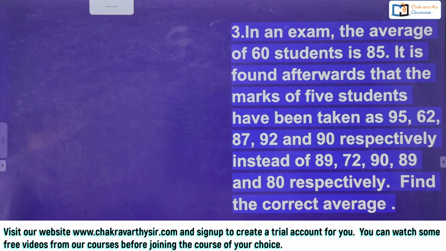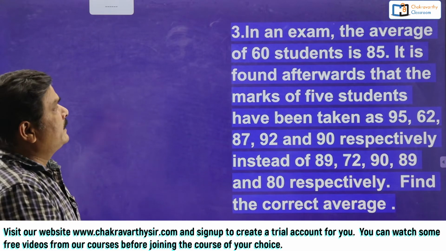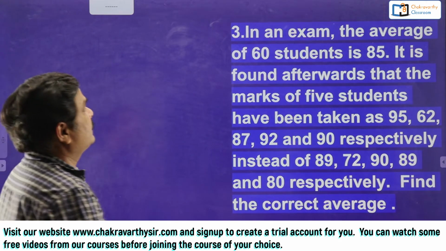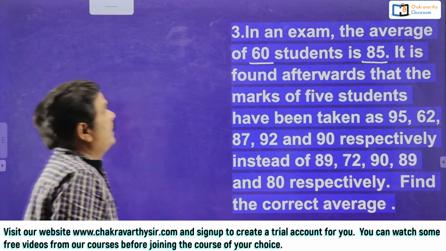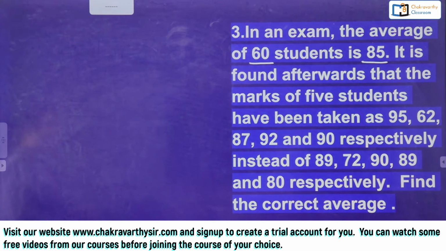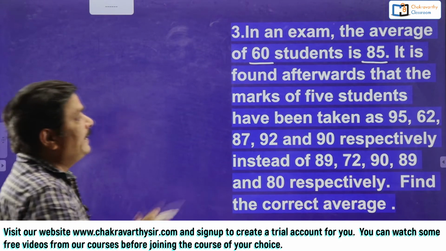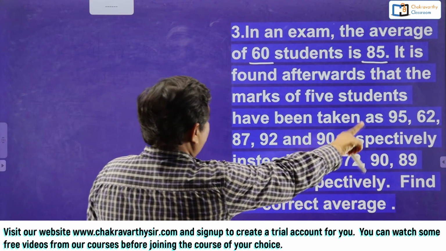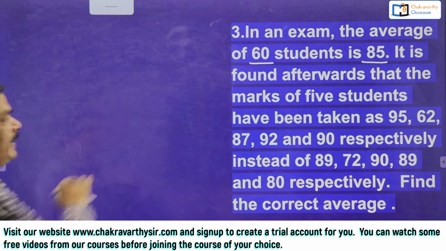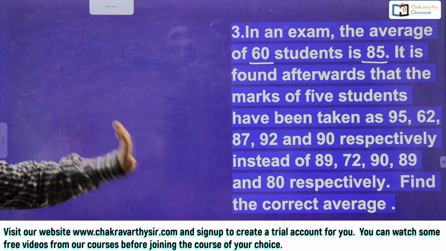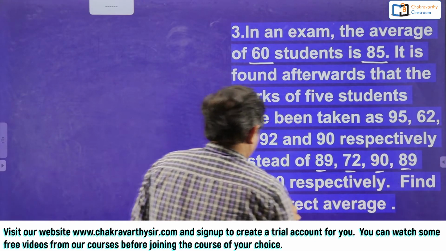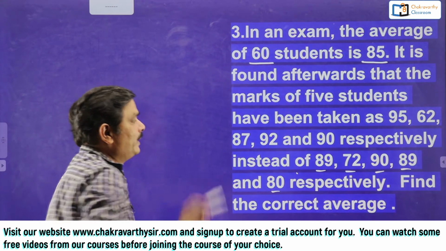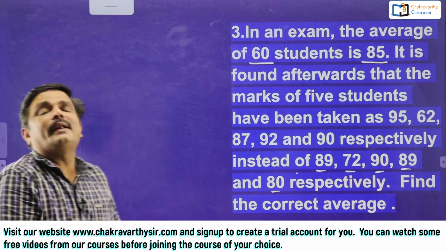This question is from averages. As given in an exam, the average of 60 students is 85. Total number of students is 60, average is 85. It is found afterwards that the marks of 5 students have been taken as 95, 62, 87, 92 and 90 respectively, wrongly, instead of the correct values. Find the correct average.